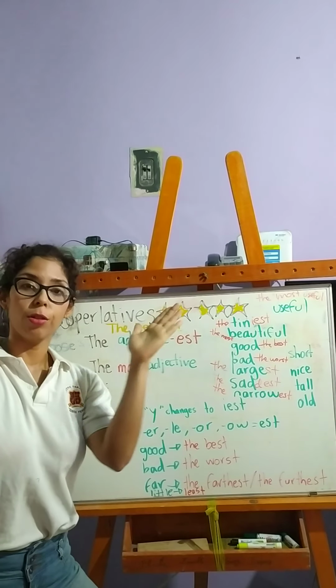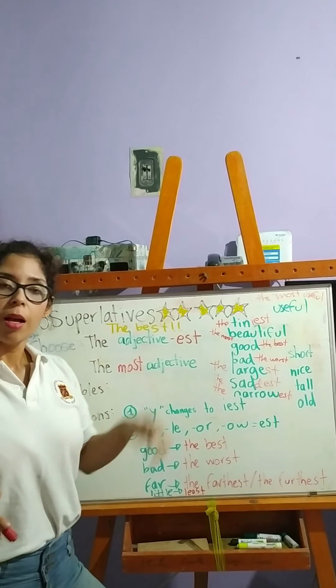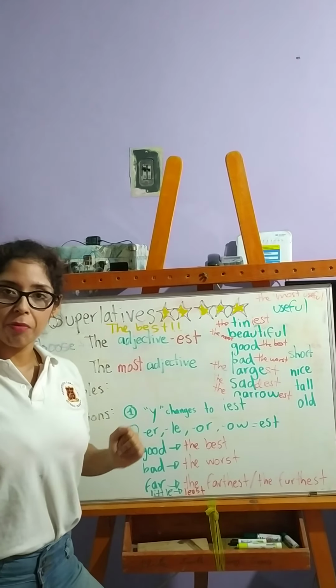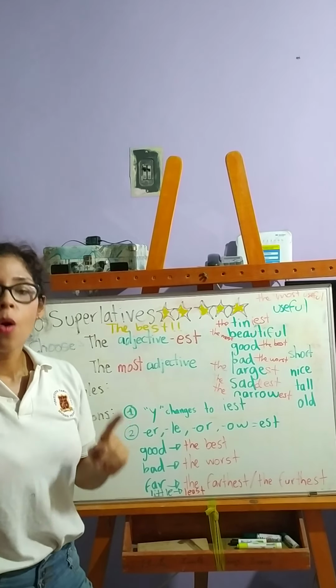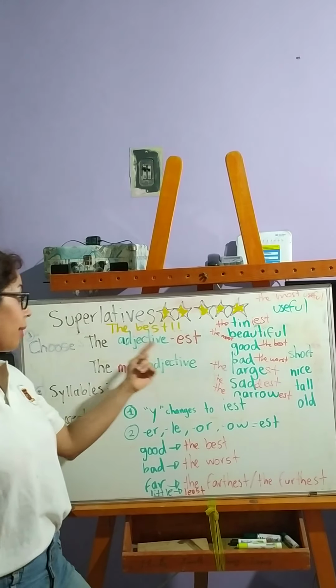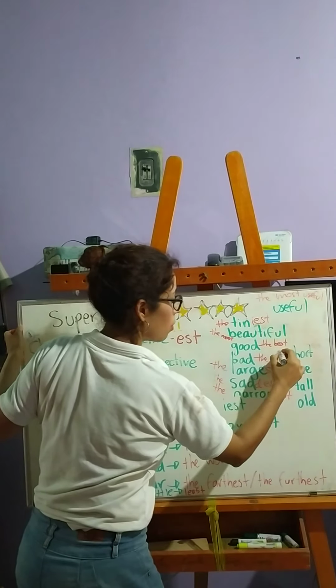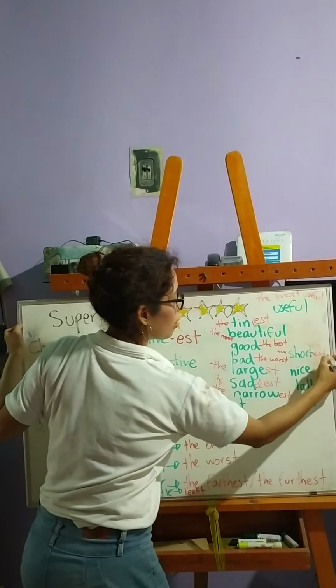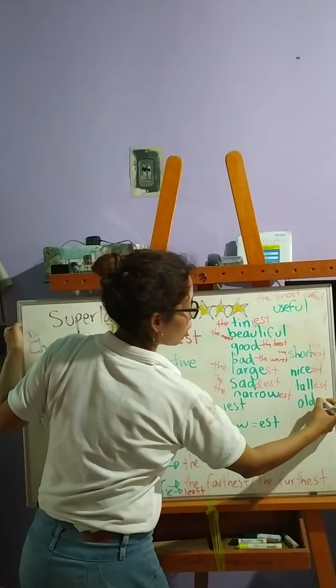What about short, nice, tall, and old? These 4 adjectives have only 1 syllable, and that is the reason why we are only going to add est at the end of the adjectives. The shortest, the nicest, the tallest, the oldest.